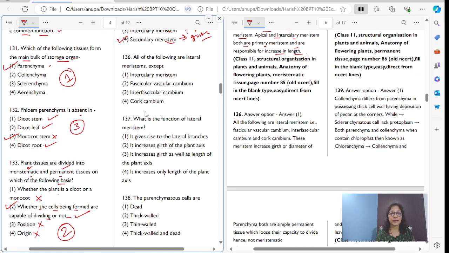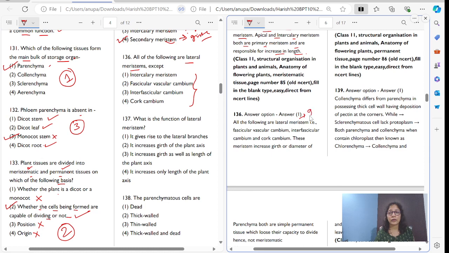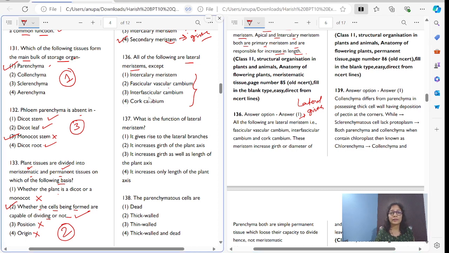Question number 136 states that all of the following are lateral meristem except. We have to find out which one is not a lateral meristem. We know that lateral meristems are those which increase the girth of the plants and are found in the lateral regions of the plants. So let's see the options. The first is intercalary meristem. The second option is fascicular vascular cambium. Third is interfascicular cambium. And fourth is cork cambium. The question is, all of the following are lateral meristem except one.